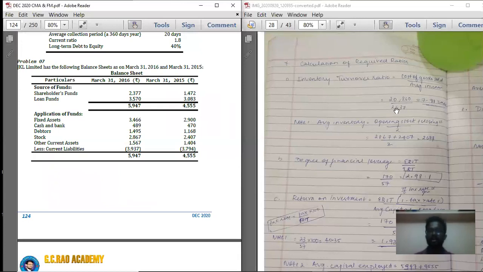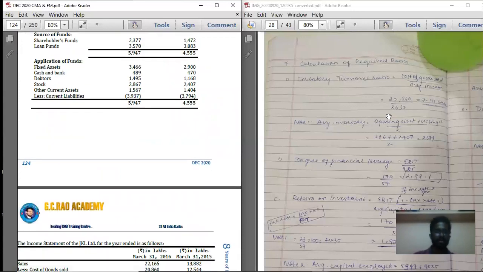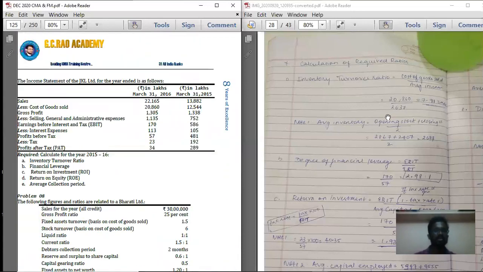Now come to the formula. 20,860 divided by 2,637, which is equal to 7.91 times. So next they have asked us to calculate financial leverage.